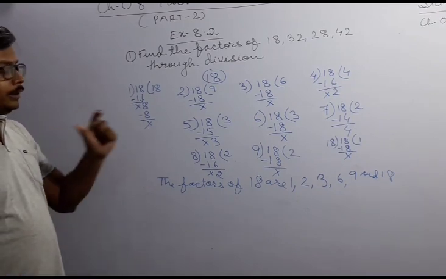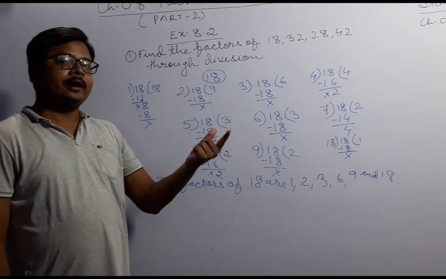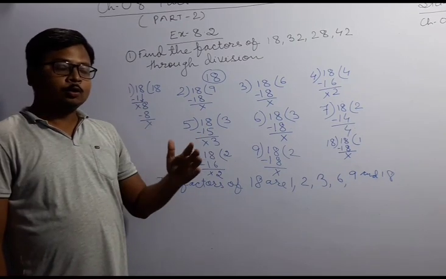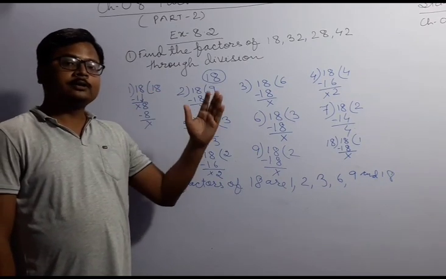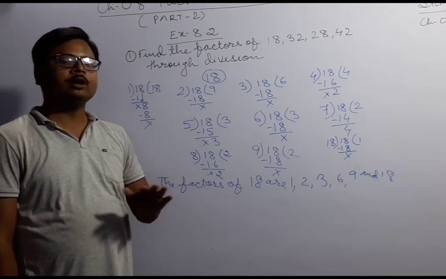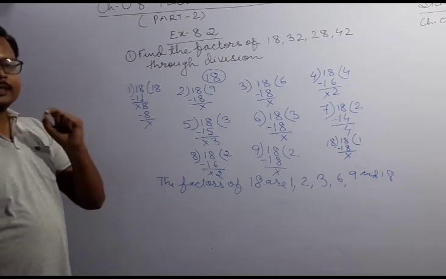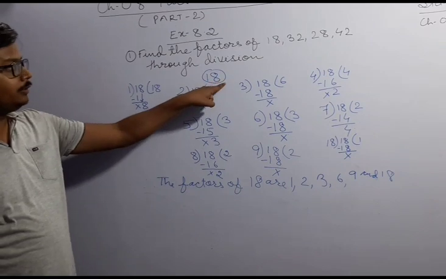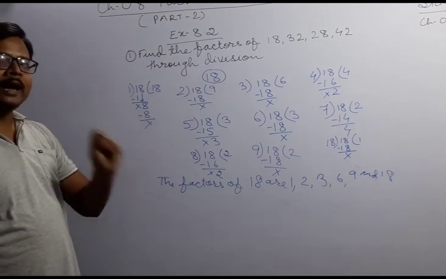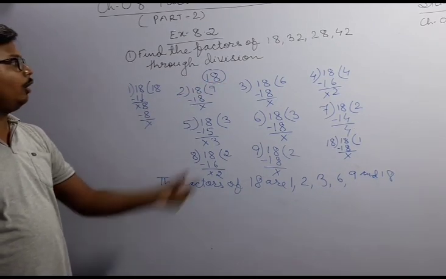But the question is, till when do we have to divide? Do we have to divide this 18 continuously till 18? No, no need to divide till 18. Our second last factor will be half of the given number. Half of this number is 9. So 9 will be the second last factor of 18.